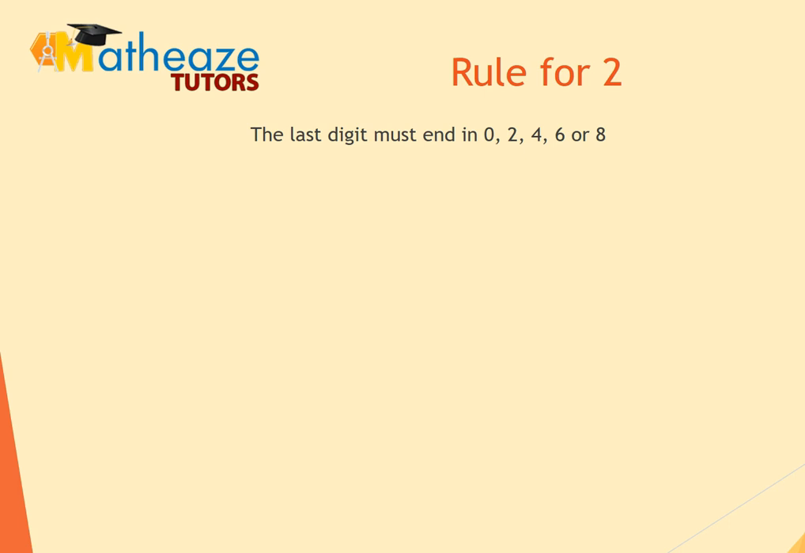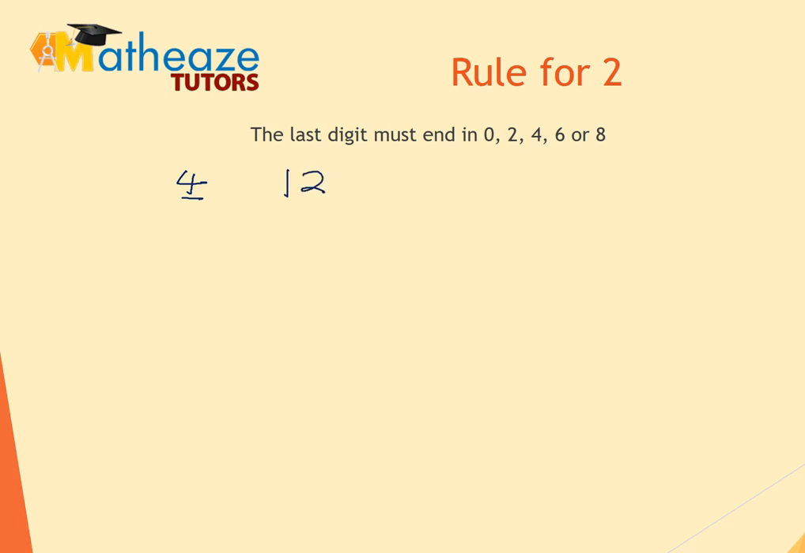The rule for 2 states that a number is divisible by 2 if the last digit is a 0, 2, 4, 6, or 8. So this is just trying to tell us that if the number is even, then it's divisible by 2. Let's look at a few examples. 4. Let's look at another example.